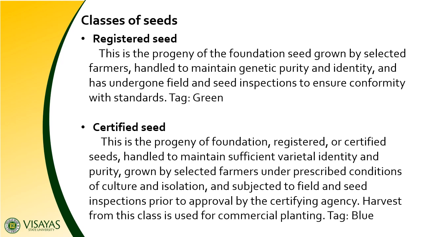So they still maintain the sufficient identity of the variety and the purity grown by selected farmer under prescribed conditions of culture and isolation and subjected to field and seed inspection prior to approval of certifying agency. Then harvested from this class is used for commercial planting. And then you have here the blue tag for the certified seeds.